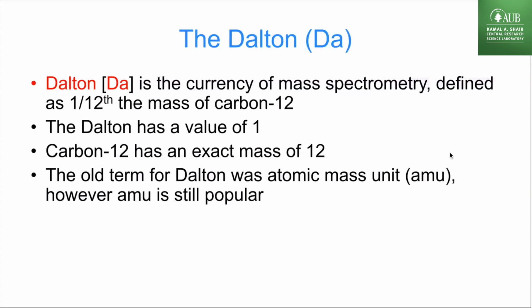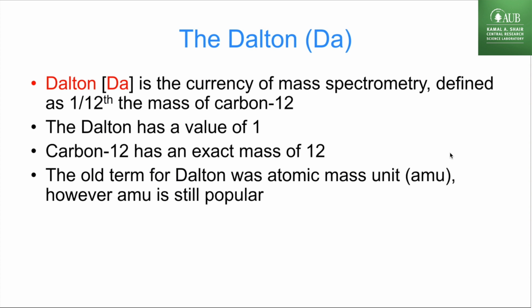And the Dalton is exactly 1/12 the mass of carbon-12. So what does that do? That does a couple of interesting things. First of all, it means that the Dalton has a value of 1. Okay, that's obvious, right? 1 Dalton is 1. But the second thing that it does is it then makes carbon-12 have an exact mass of 12.